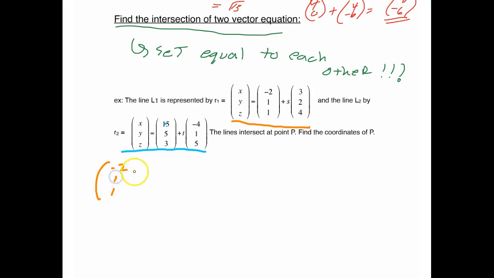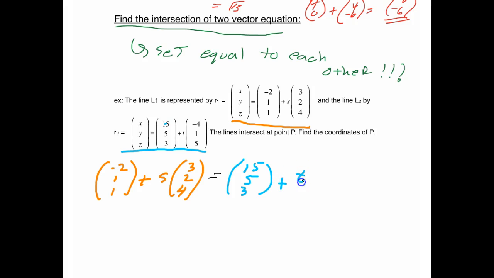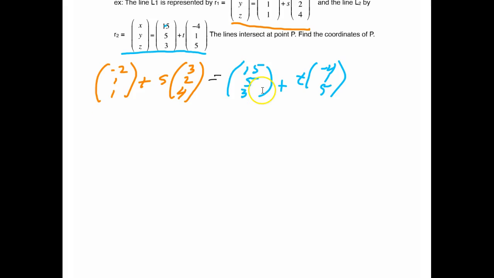Negative 2, 1, 1 plus S times 3, 2, 4 equals R2, which is 15, ignore the smudge over there, plus T times negative 4, 1, 5. So now the way you solve it, we're going to separate these. Now we have this equation equals that equation.